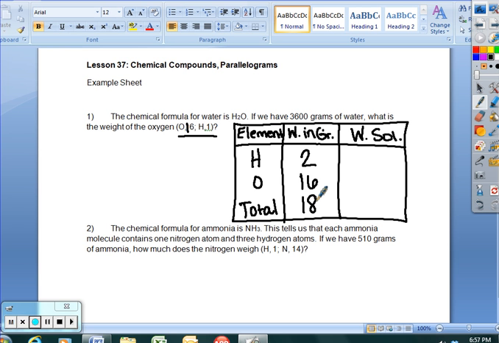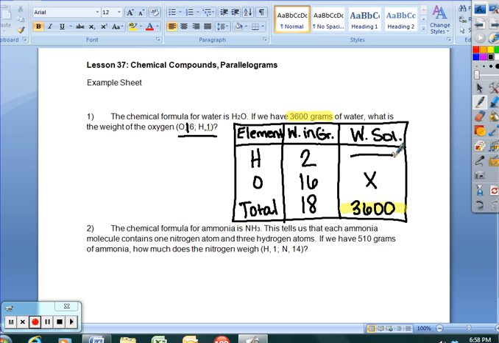Then we're dealing with a solution. In the problem, it says if we have 3,600 grams of water, what is the weight of oxygen? So we know when we're finding the weight of the solution, our total weight of the solution is 3,600 grams because that's how much water we have. We are looking for the weight of the oxygen. At this point, the hydrogen is not needed. We just needed the hydrogen to find the total.